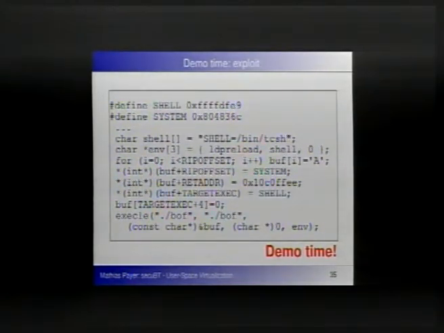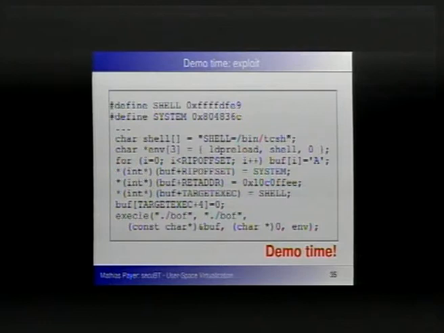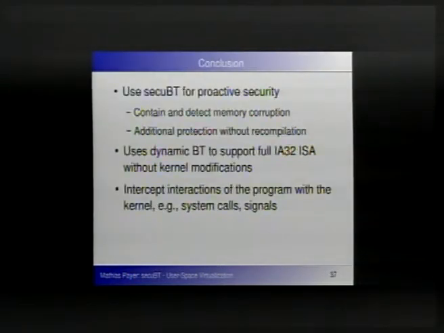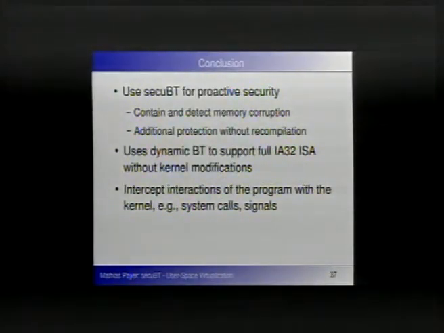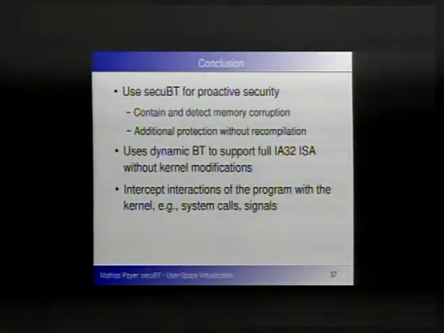So we see that it works. There are many things that you can play with, and you can use secuBT for proactive security. You can contain and detect memory corruption, and you can add to a program additional protection without recompilation. So you can use BT or secuBT for two things. One of them is execution of malware or some unknown code that you downloaded from somewhere, and the other thing is to guard your server processes against unknown exploits, so a proactive take on security.